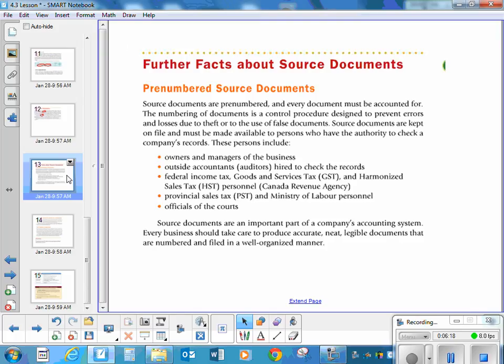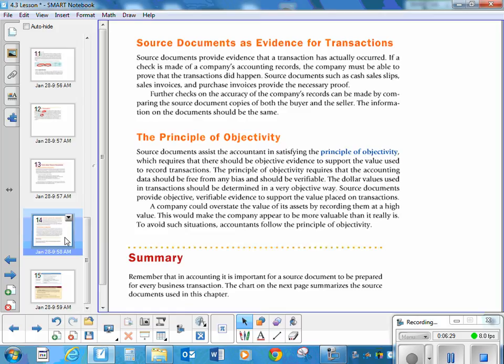Okay, and just so you know, I already talked about this, that your source documents have to be pre-numbered so that you have control, you have a record of what has been going on. And principle of objectivity, this just means that there has to be proof that a transaction happened. I can't just say, oh, write me a check for $1,000, then I'll go pay that bill. The person who's writing the checks has to have proof of that bill and then has to have proof after that I've actually paid it. So that's the principle of objectivity.